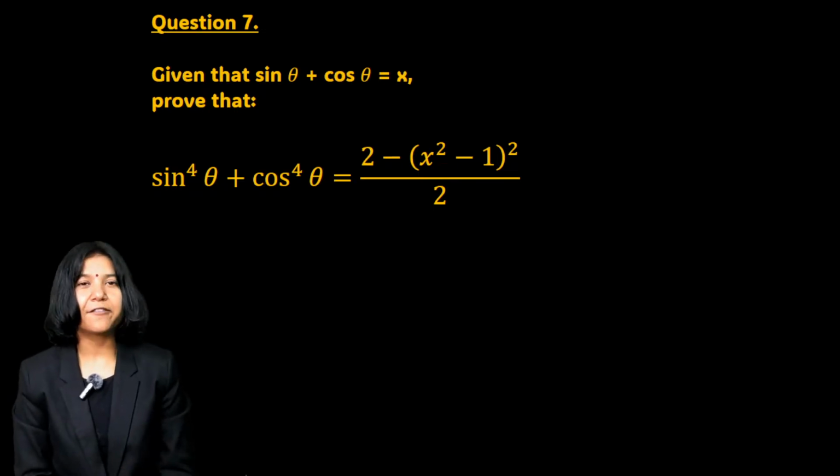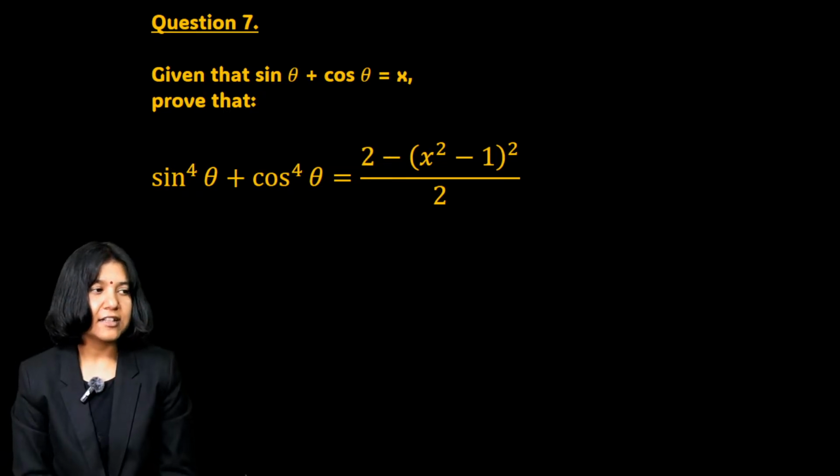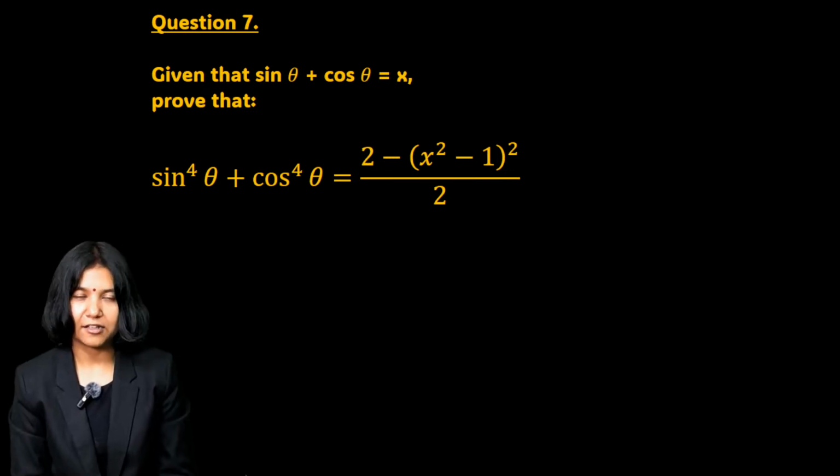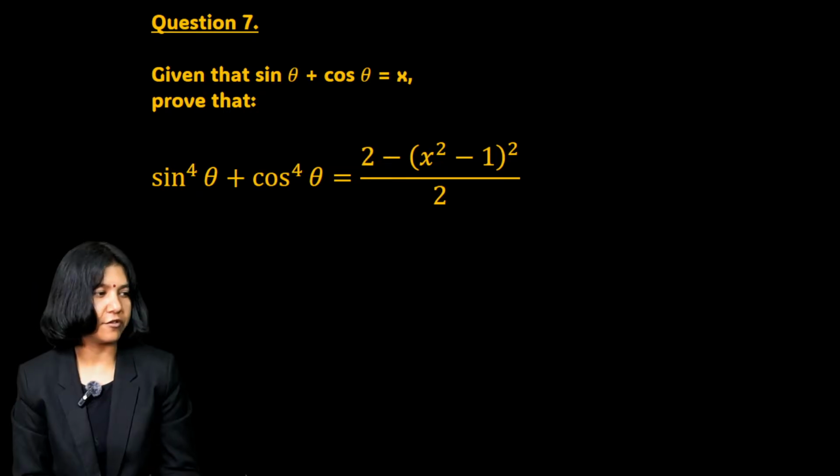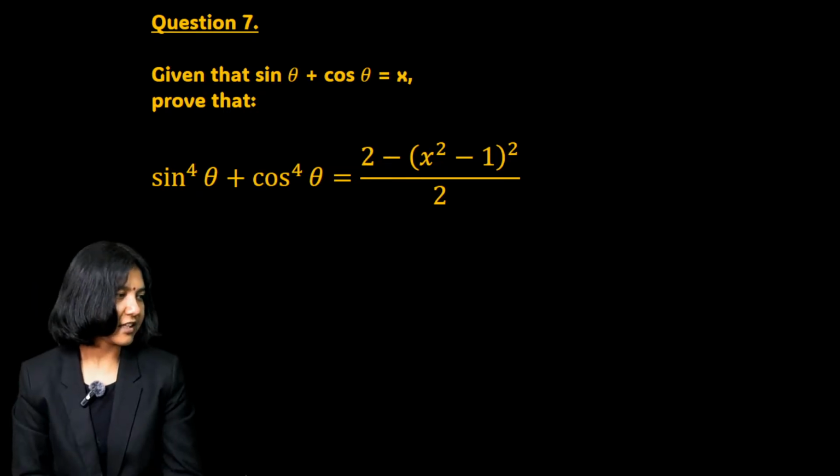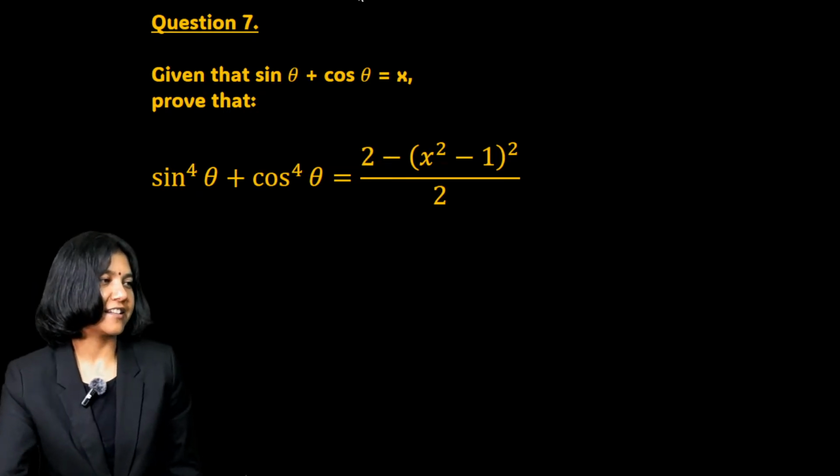So I have 2 things to deal with. I have one thing that is sine theta plus cos theta is equal to x. And I'll also deal with sine square theta plus cos square theta equals 1. It will be very handy here. Now, let's get started with this question.